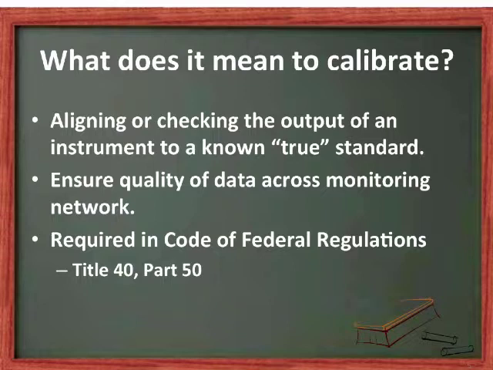So when we talk about calibrating an analyzer or sampler, what are we talking about? We're talking about aligning or checking the true output of an analyzer or sampler to a true standard. And when we say true standard, we're talking about a NIST standard, standard reference photometer, a transfer standard that's been certified through a standards lab. And Jerry Freeman's going to be talking after me, give a presentation about our standards lab. So we're doing these calibrations to ensure the quality of data across our monitoring network. I talked about how important that is, and we're required to do it as part of a CFR.